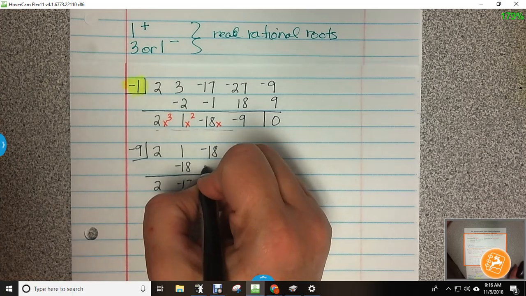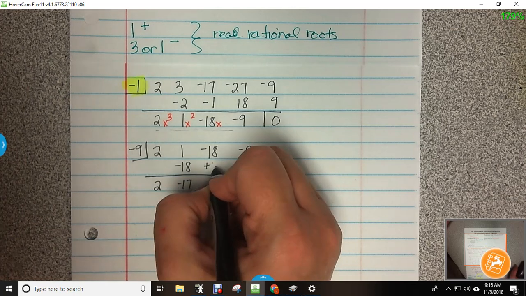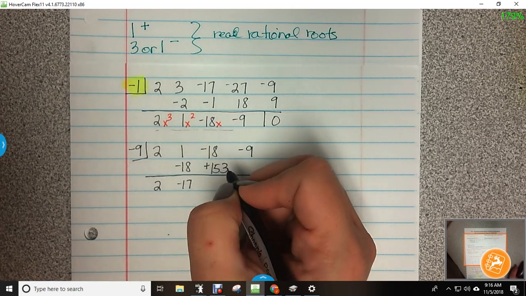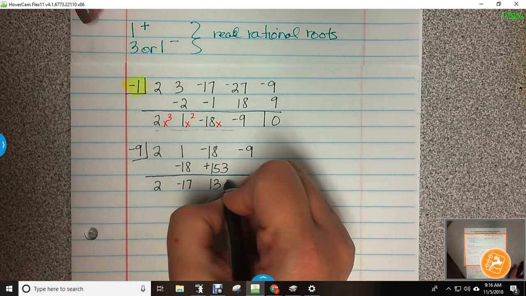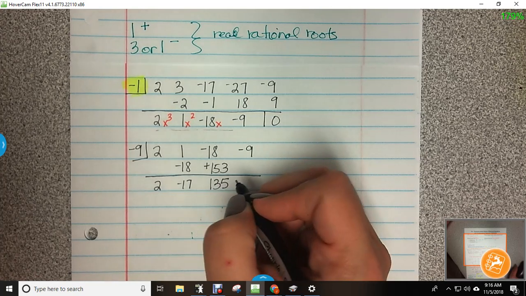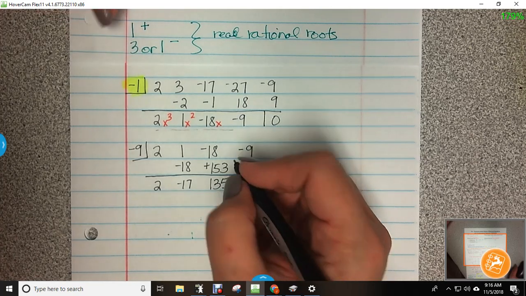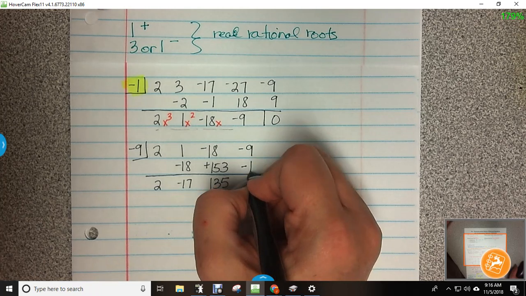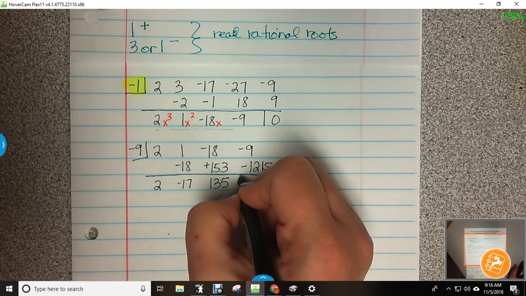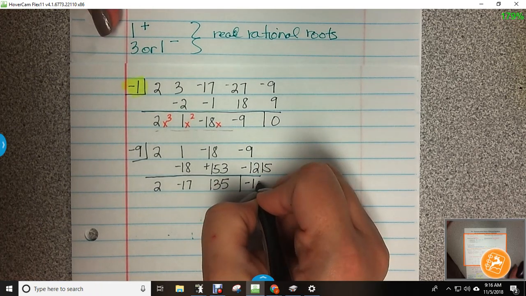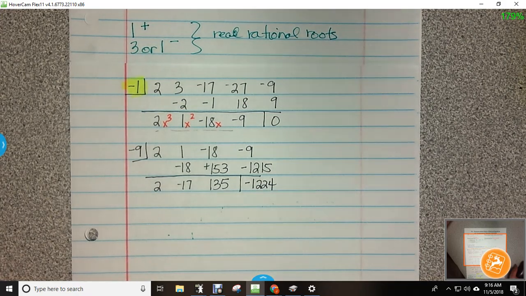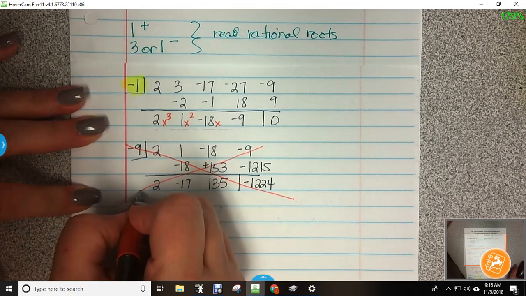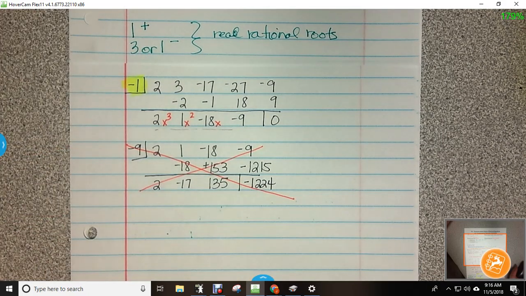So that gives me a positive 153. So that combines to give me 135. Times -9 gives me -1,215, which will give me -1,224, which is not a remainder of 0. So -9 is not a root, so I've just got to ignore that. Back up a step and try again.